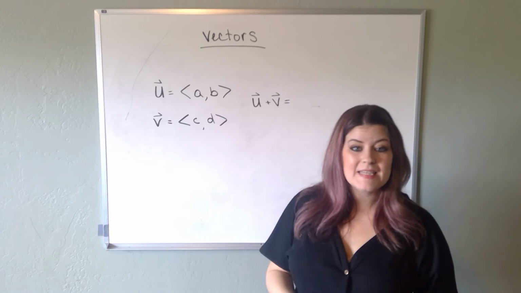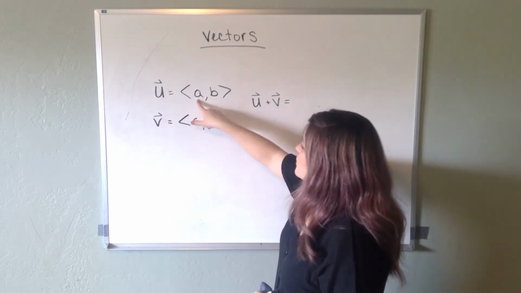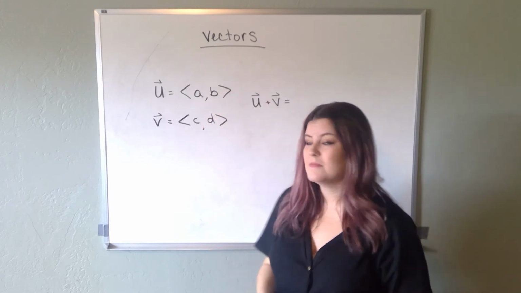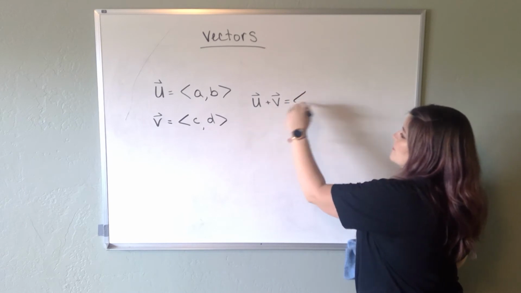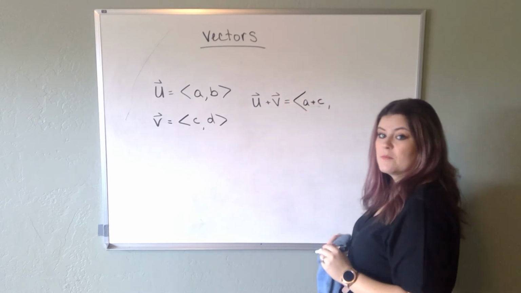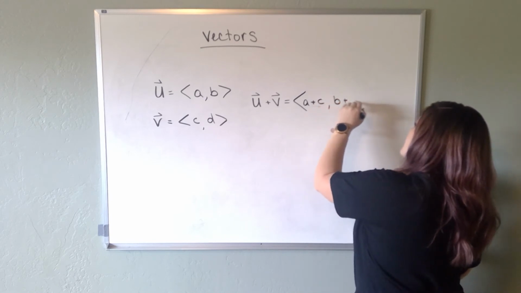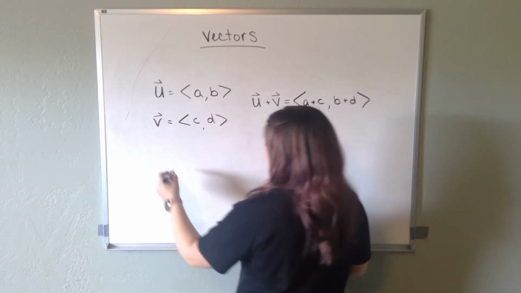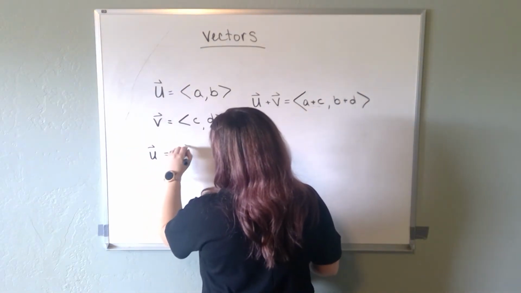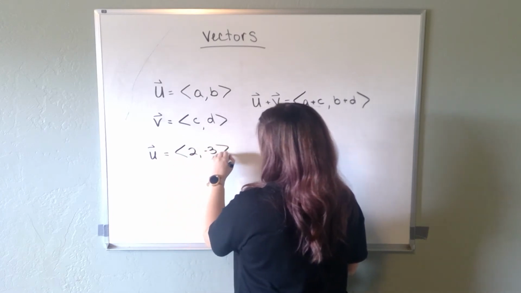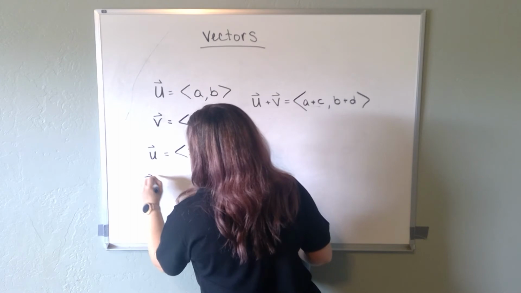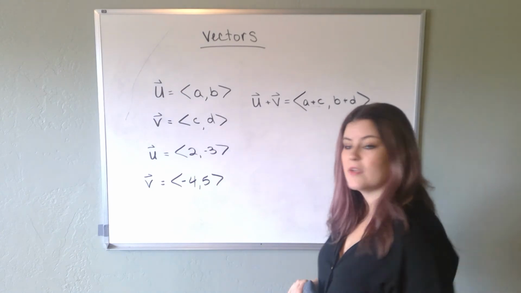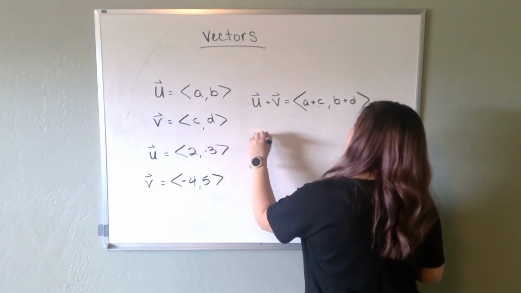It's really easy to add two vectors together. You take the two first terms and add them together, and then you take the two second terms and add them together. So in our general form, it would be a plus c for the first component and b plus d for the second component. So let's give this an actual example. Let's say that I have a vector u that's 2, negative 3, and I have a vector v that's negative 4, 5. I want to add these two vectors together. So u plus v.